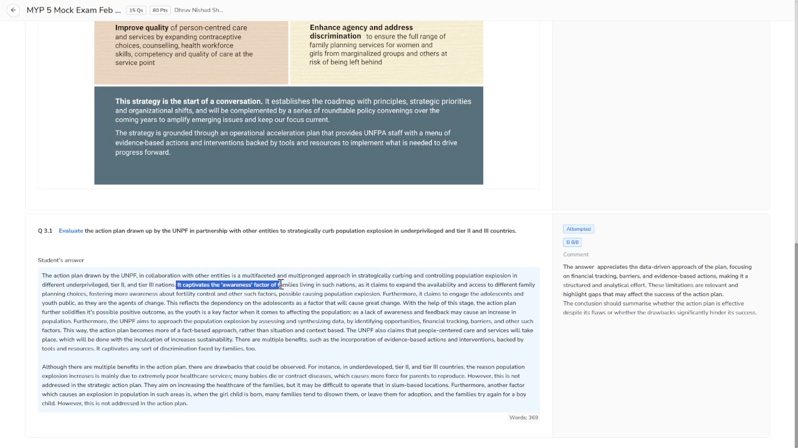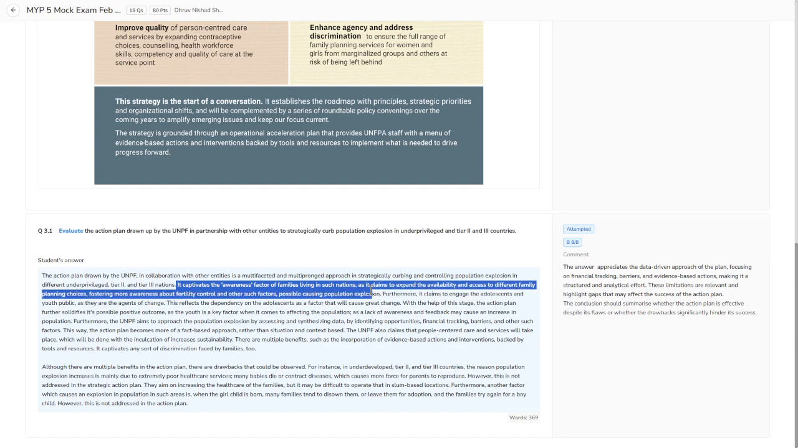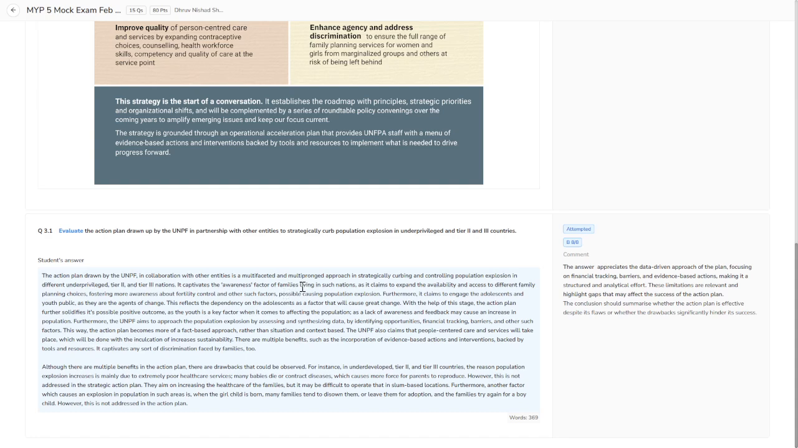It captivates the awareness factor of families living in such nations, as it claims to expand the availability and access to different family planning choices, fostering more awareness about fertility control and other such factors, possibly causing population explosion. Again, I accidentally wrote possible instead of possibly, but it may have happened in the heat of the moment. Furthermore, it claims to engage the adolescents and youth public as they are the agents of change. This reflects the dependency on the adolescents as a factor that will cause great change.